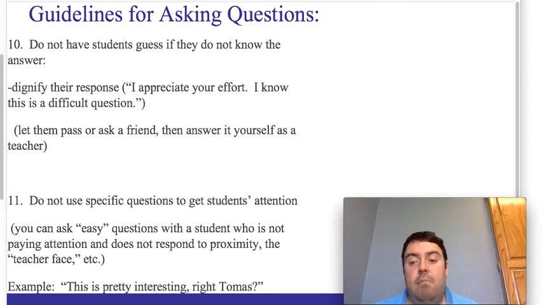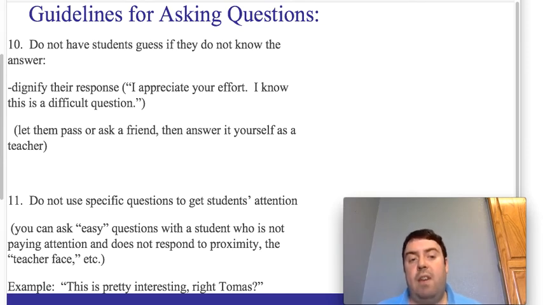So instead, if they say they don't know, then you can dignify their response and say, well, I know this is a really difficult question. I've struggled with this question myself, and thank you for your effort. And then move on to somebody else who does know the answer. So you could even have them pass or ask a friend, depending on the grade level, on whether you think that would work in your classroom community.